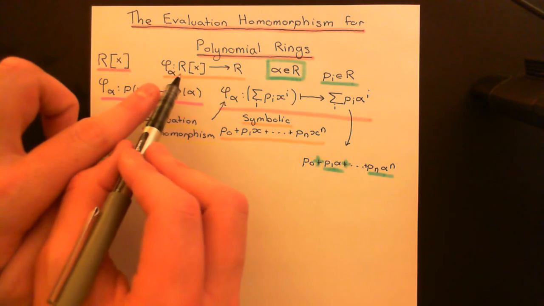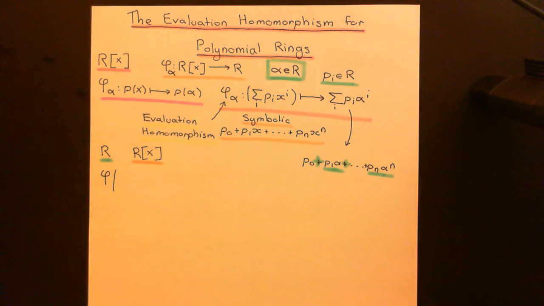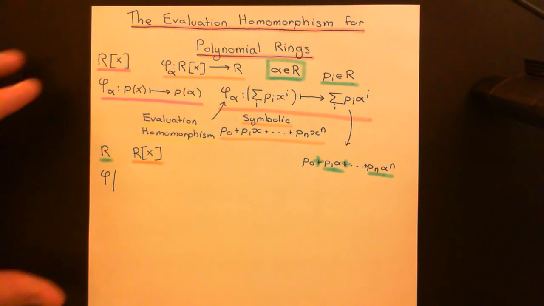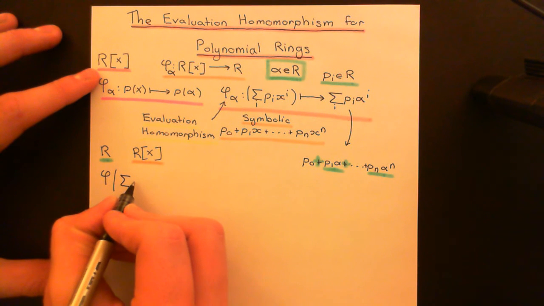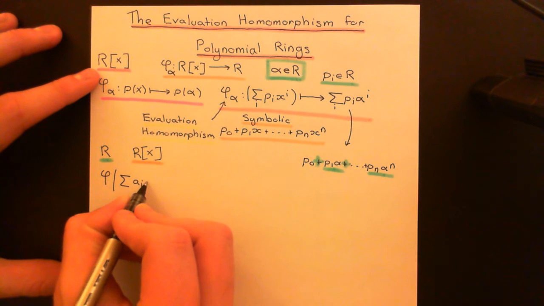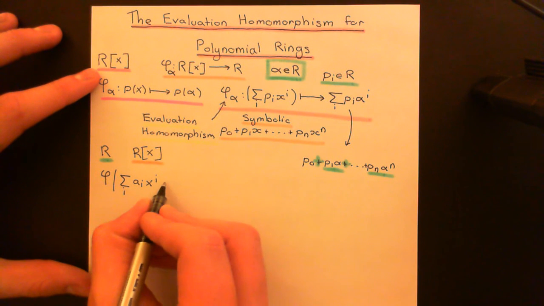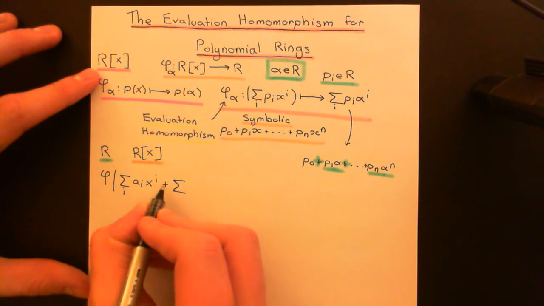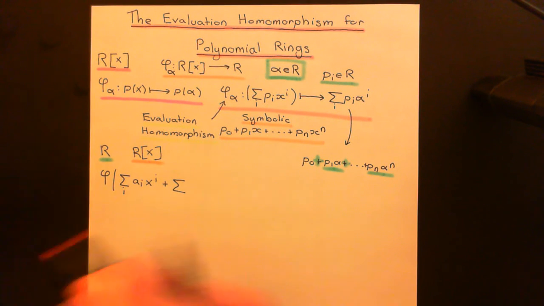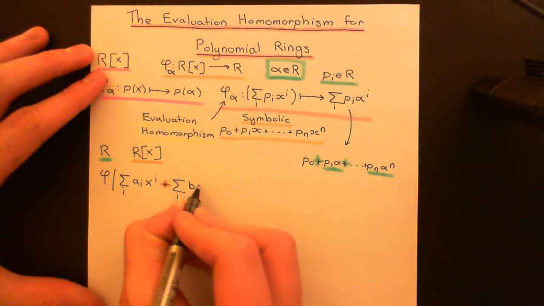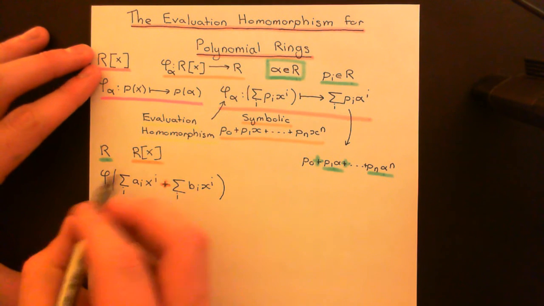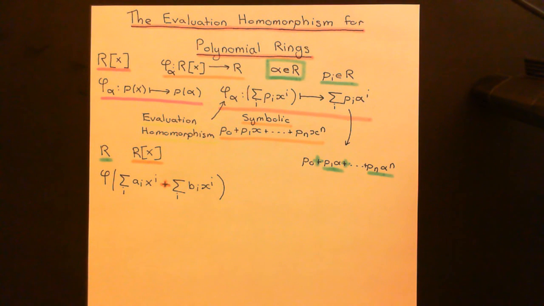So we take two elements of our domain ring, and two elements of our domain ring are just polynomials with coefficients from the ring capital R. So let's take two polynomials, a of x and b of x. Let's have the sum over i of a_i x^i, and we add the two of them together in the domain ring. This is addition in the ring of polynomials with coefficients in the ring capital R, with the sum over i of b_i x^i. We add the two things together in the domain ring and then ask, what will this be mapped onto in the codomain ring?